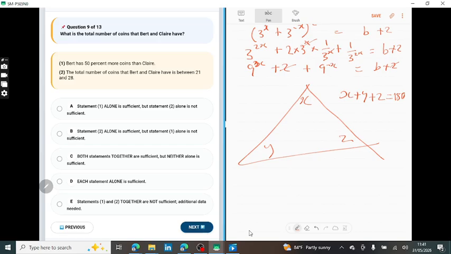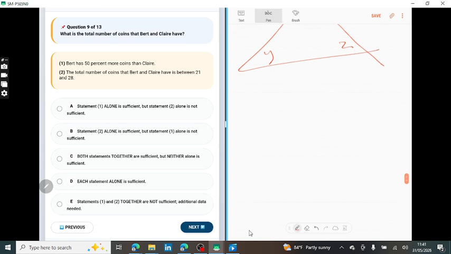What is the total number of coins Bet and Clay have? Bet has 50% more coins. So there are many numbers that are 50% more. For instance, 150 is 50% more than 100. 15 is 50% more than 10, and so on. So we don't know the exact value, but it said that the total number of coins that Bet and Clay have is between 21 and 28.